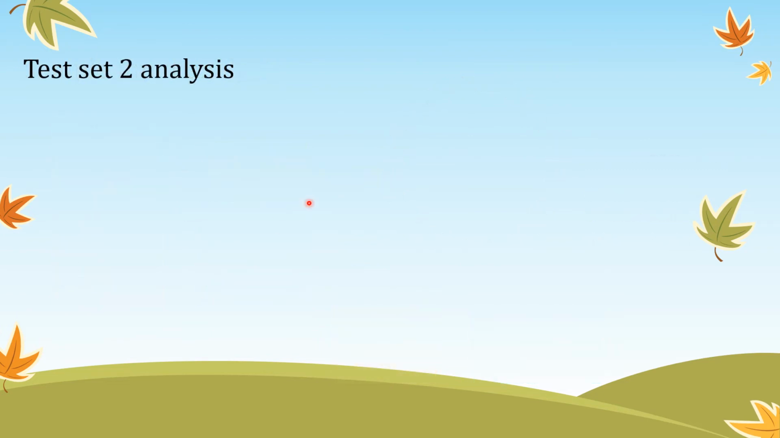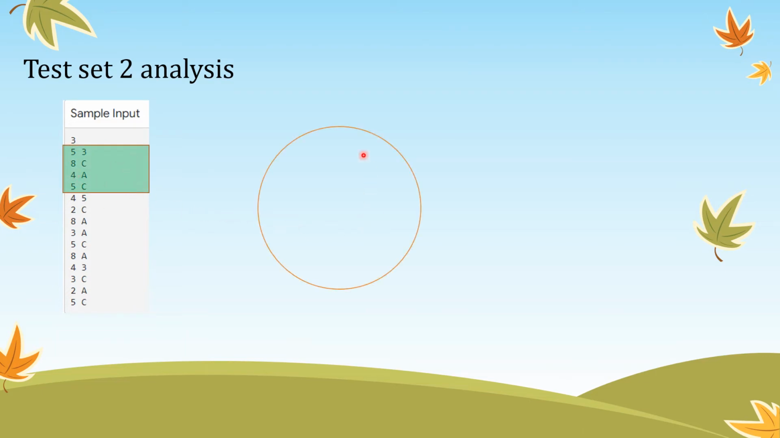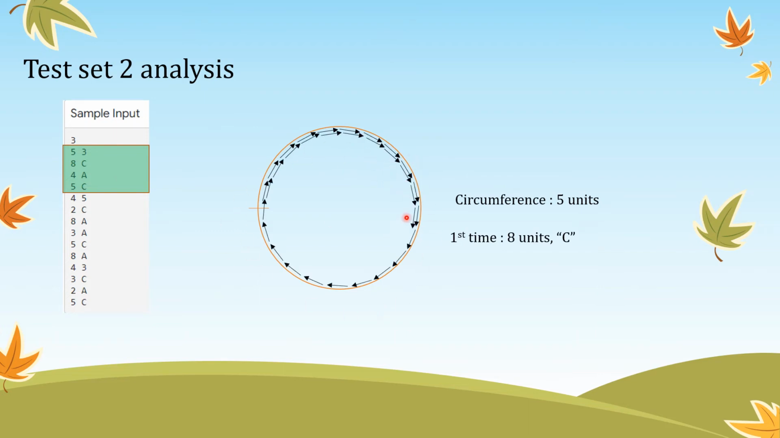So in test set 2, we do have both counter-clockwise and clockwise directions. Okay, so let us consider this example. Here we have three sets, and we'll consider the first set. Similar to test set 1, here also the circumference is equal to 5 units, and here Ada travels this circular track 8 units. So it is similar to the first example, more than 1.5 circles.